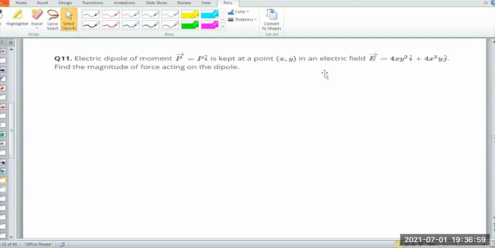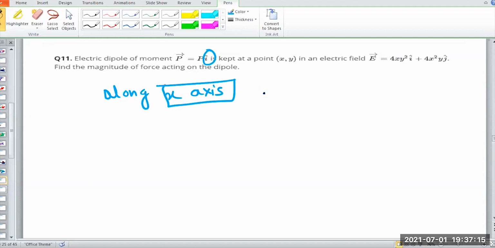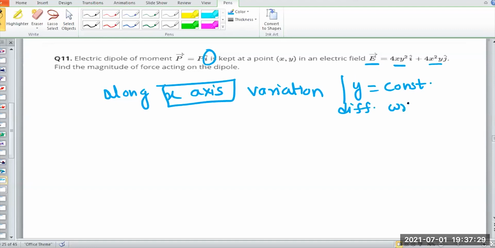But the point to be noted is that my dipole moment is along i cap, which means the x-axis only. I have to worry about the x-axis variation. But my electric field has both x and y components. So what I'll do, I'll put y as constant and only differentiate with respect to x. This is the concept of this question.